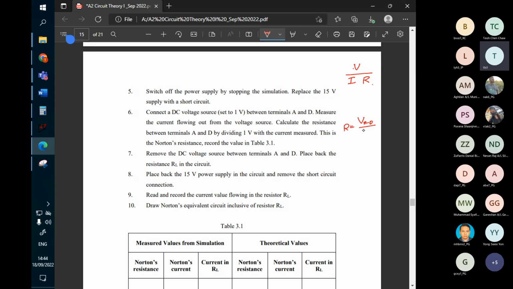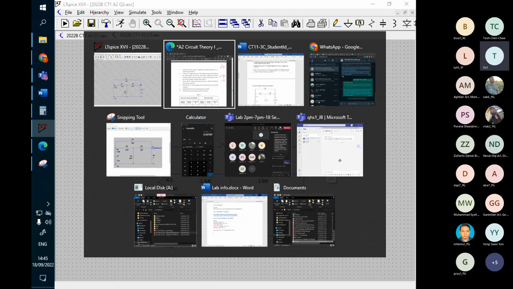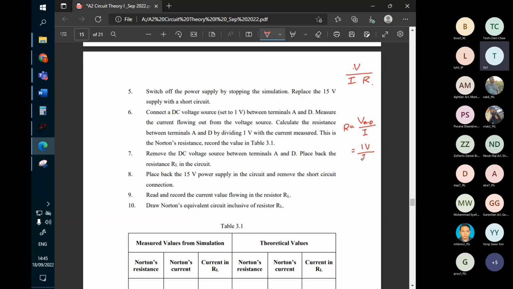and then if we can find the current flow through the... wait, the voltage is already 1 volt here. It's already 1 volt. We force it using 1 volt here as our power supply. And then what we need to measure is the current flow through terminals A and D. Then we can determine the R, right? So it's this easy.